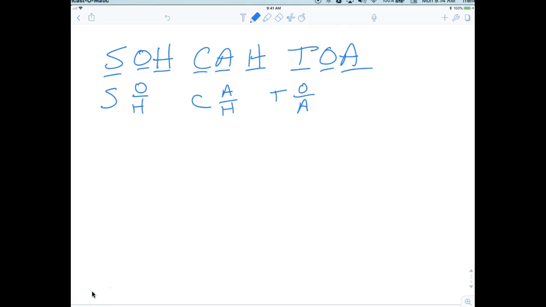Again, I need you to understand, when I say sine, I'm referring simply to the ratio of the opposite over the hypotenuse. If I ask you about the cosine, that is simply asking you about the ratio of the adjacent over the hypotenuse, and tangent is referred to as the ratio of the opposite over the adjacent.